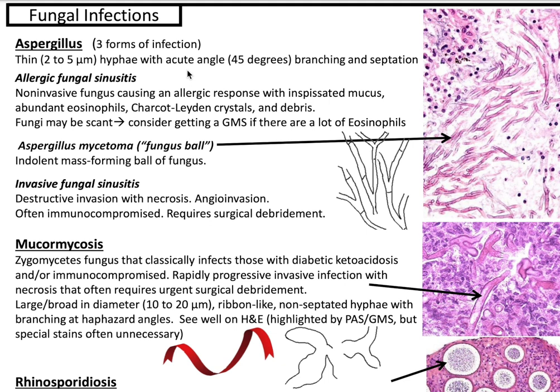You can have allergic fungal sinusitis. This is non-invasive fungus causing an allergic response with inspissated mucus, abundant eosinophils, Charcot-Leyden crystals, and debris. Fungi may be scant, and consider getting a GMS if there are a lot of eosinophils. Aspergillus mycetoma, or fungus ball. This is an indolent mass-forming ball of fungus, and you can see here this 45-degree acute angle. Invasive fungal sinusitis. This is destructive invasion with necrosis. You'll have angioinvasion, often in immunocompromised folks, and require surgical debridement.